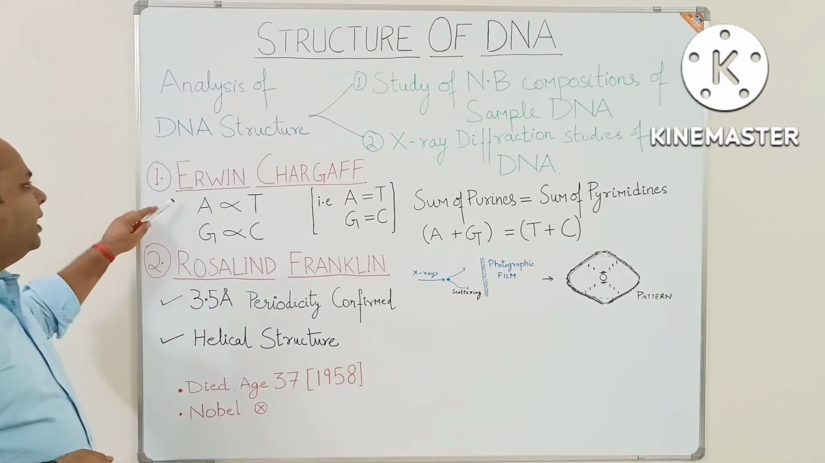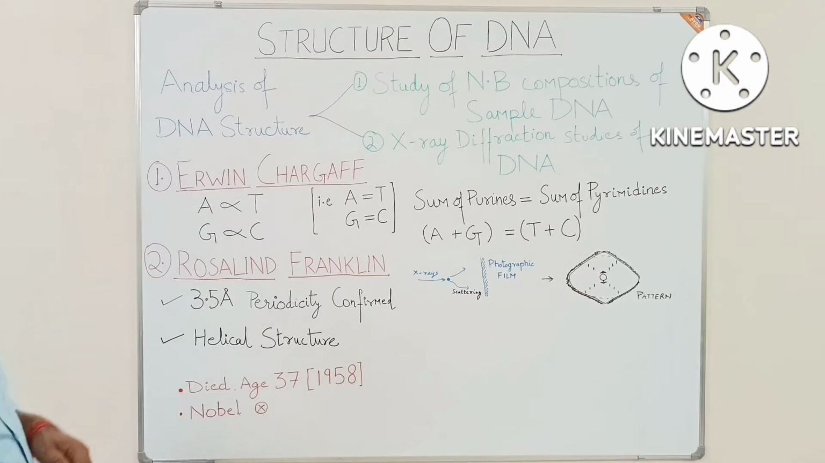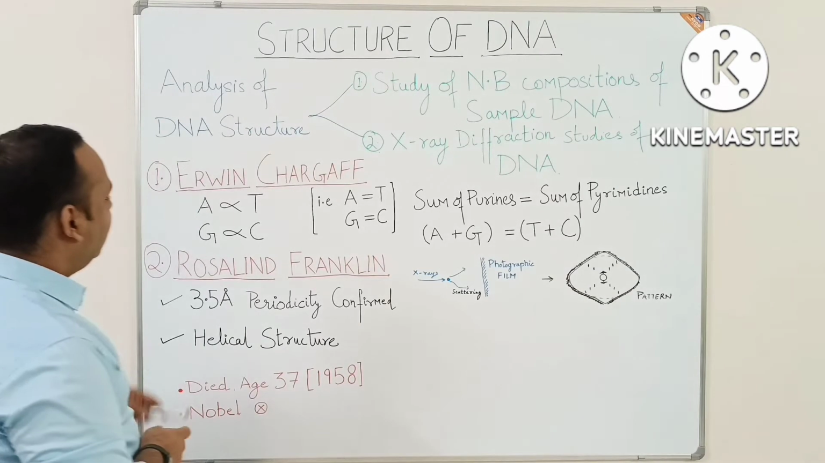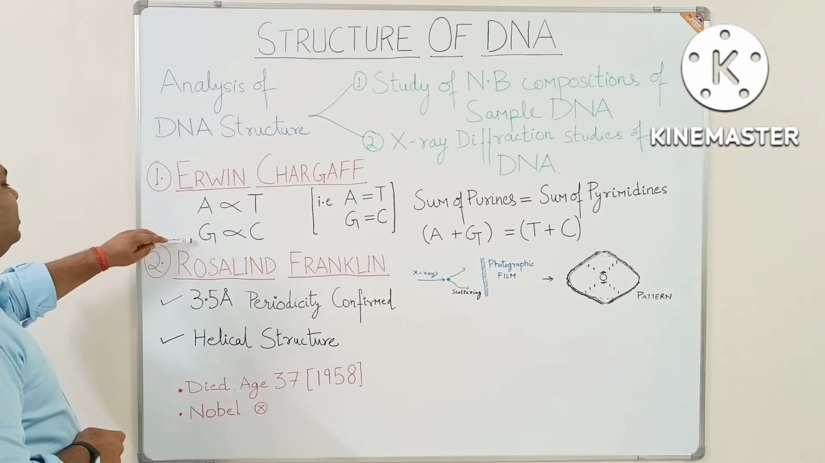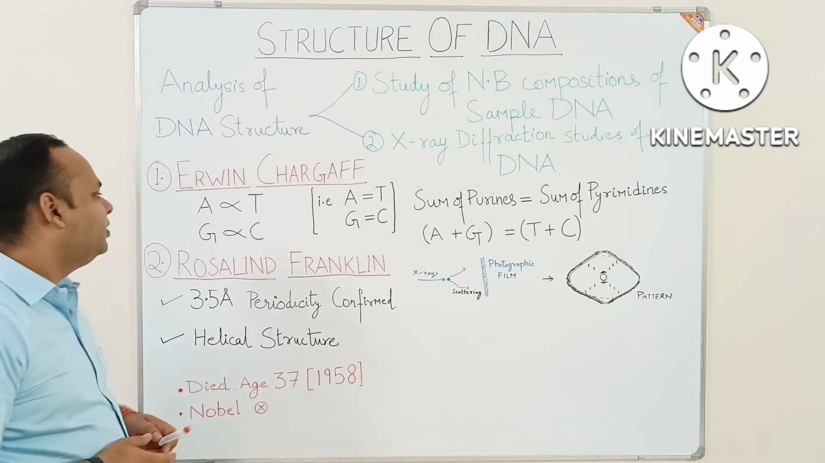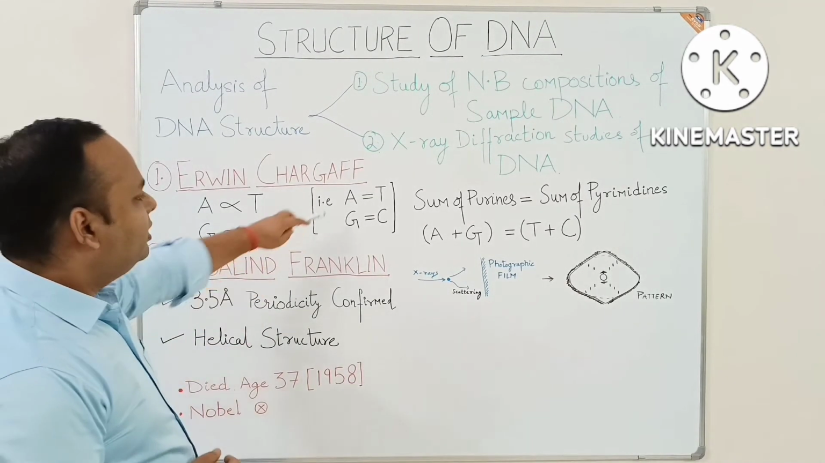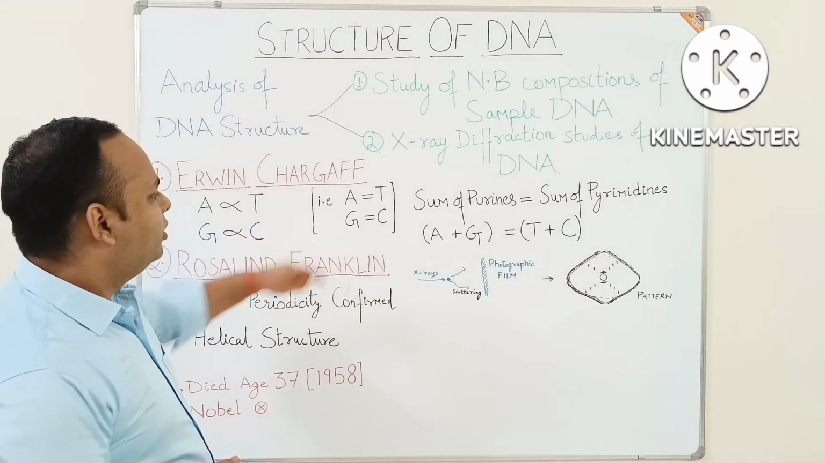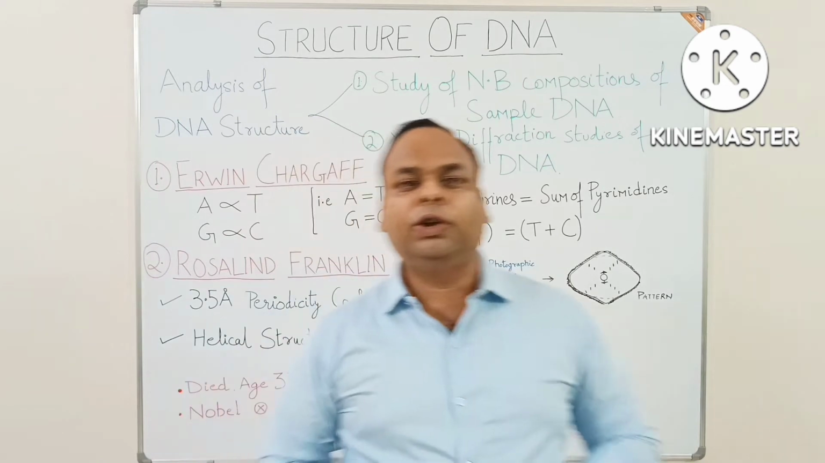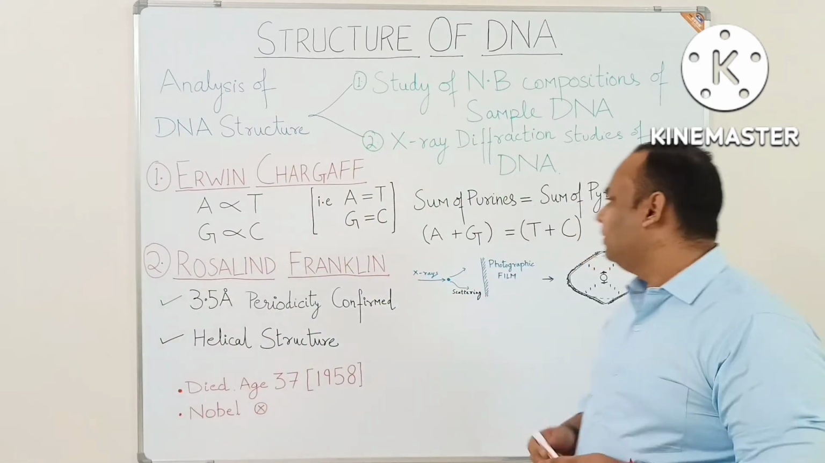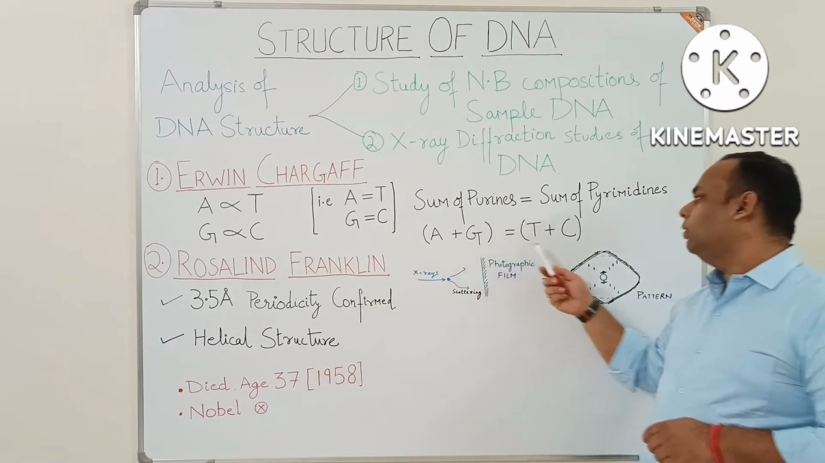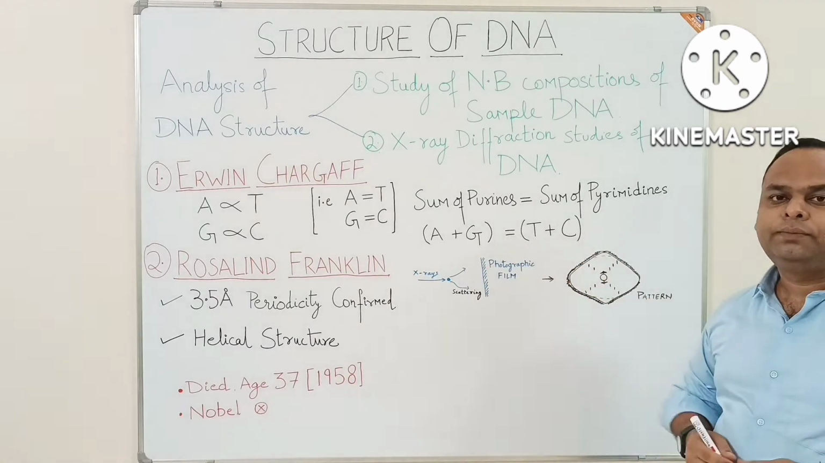In studies done by Erwin Chargaff, it was seen that the amount of adenine was directly proportional to the amount of thymine present in the sample, and similarly the amount of guanine was directly proportional to the amount of cytosine present in the sample. That is, A was equal to T and G was equal to C. Thus, it was concluded that the sum of purines was equal to the sum of pyrimidines present in the sample. That is, adenine plus guanine was equal to thymine plus cytosine.